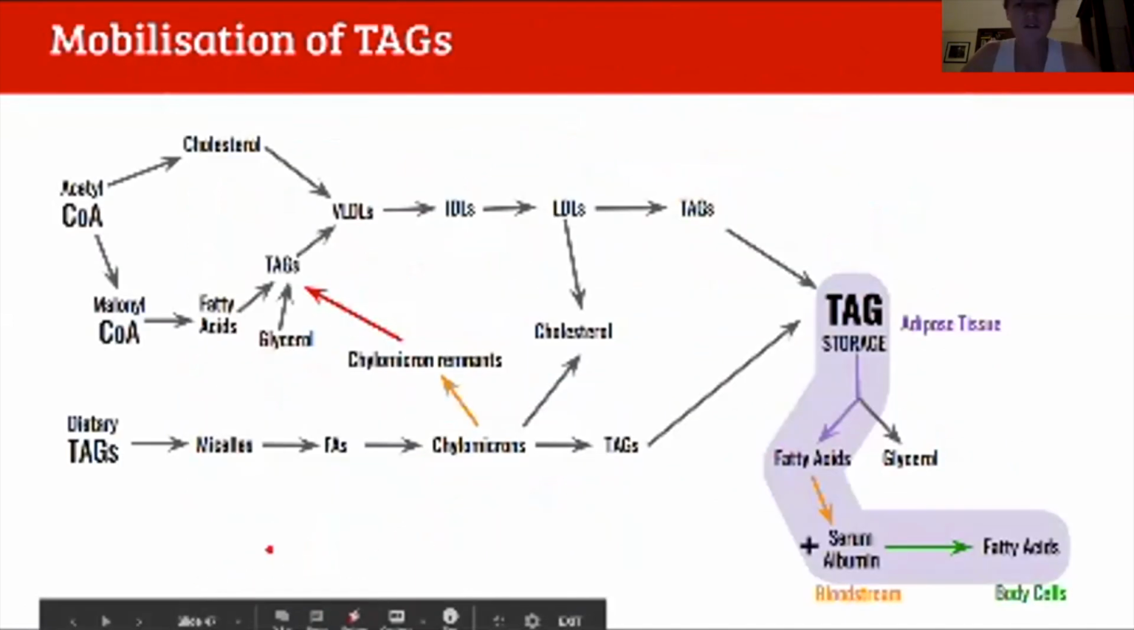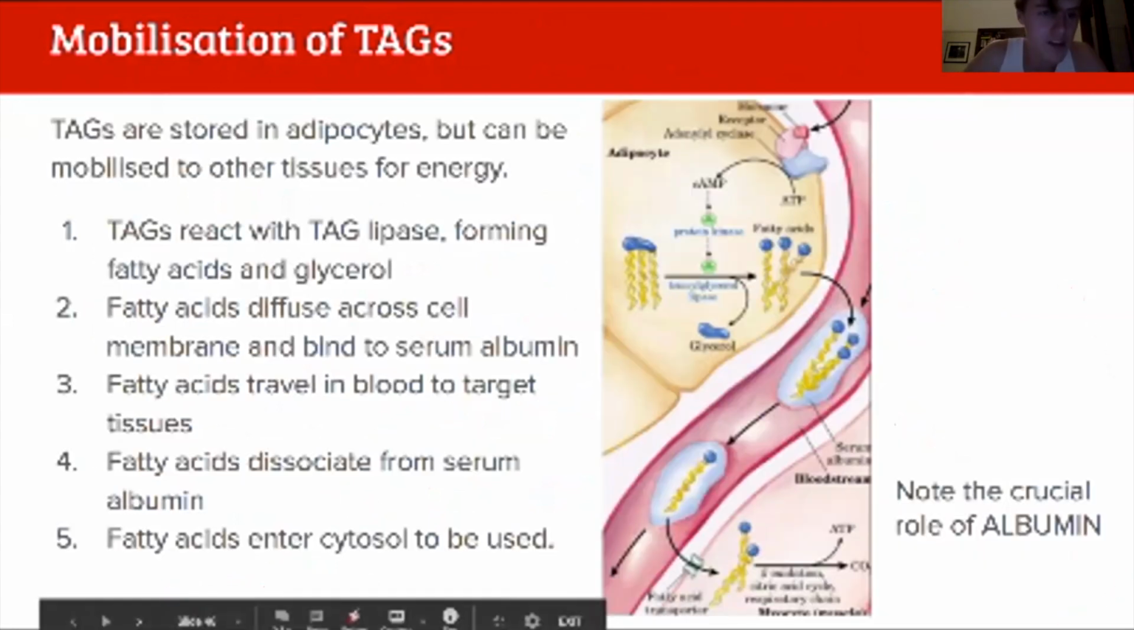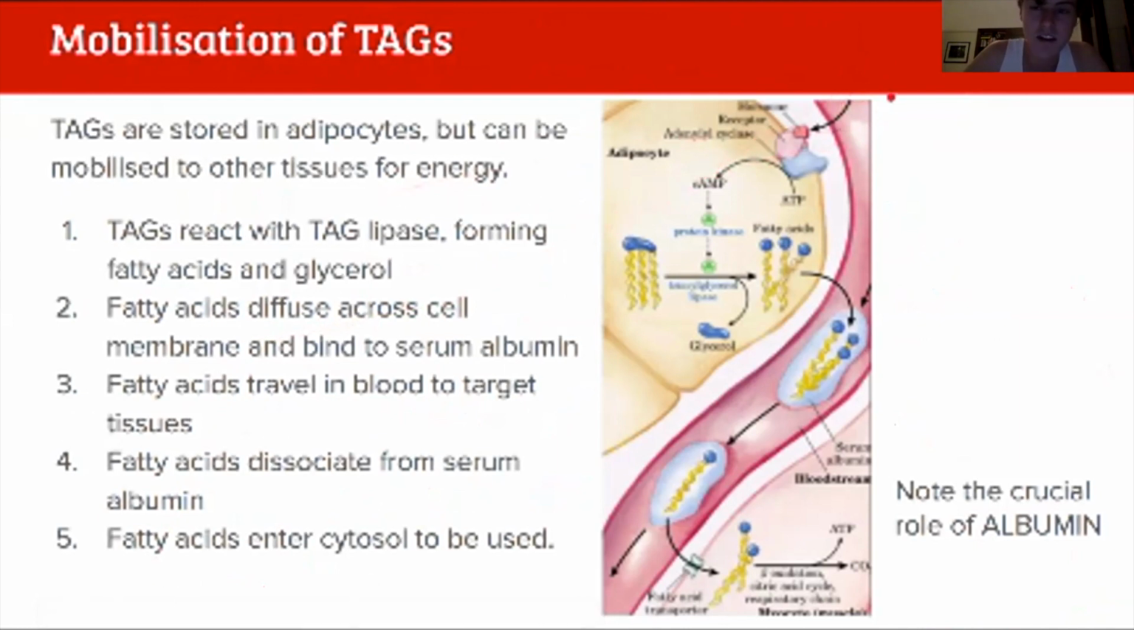Okay, finally, we're going to talk about this final bit, mobilization of tags. It's pretty straightforward. There's 5 central steps. First, I haven't included this step, but it's hormone regulated. A hormone comes along and it tells your fat cells, your adipocytes, to start breaking down your triacylglycerides. And it does this by activating this tag lipase here.